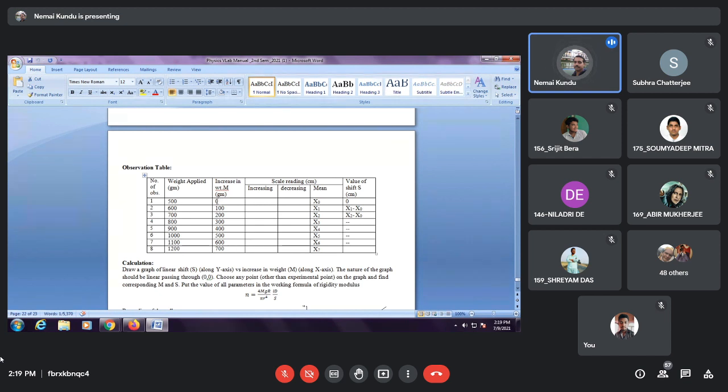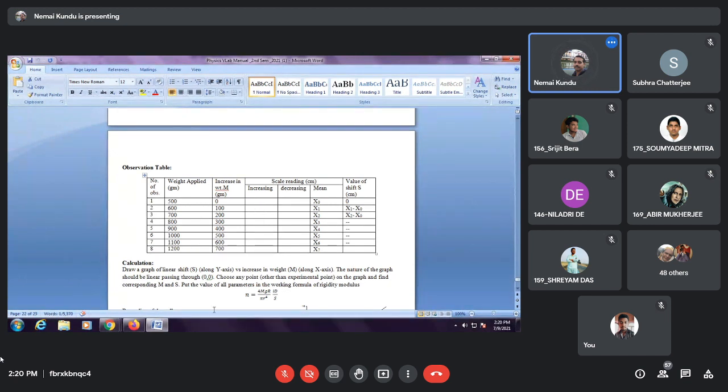With respect to this, when we apply the load step by 100 gram, the next load is 600 gram, so the increasing load is 100 gram. Next, when you apply 700 gram, the increased load is 200 gram. When 800 gram, it is 300 gram. Like that it increases continuously up to 1200 gram load applied, so the increasing load is 700 gram. Similarly you take the readings for the increasing mode and also the decreasing mode.